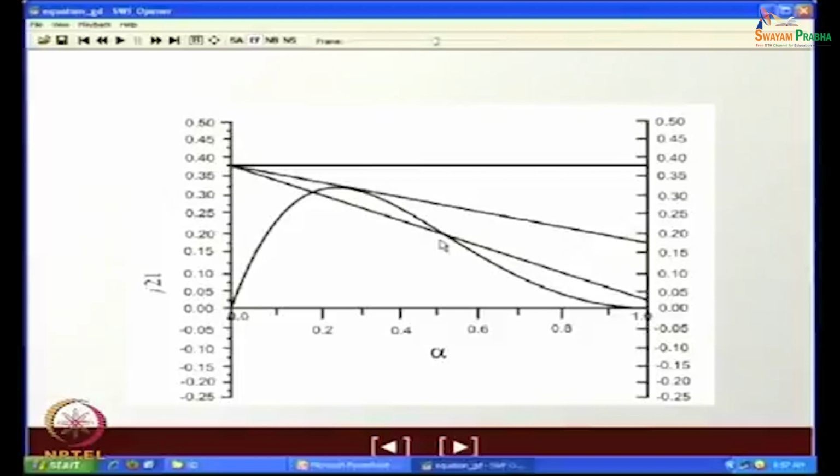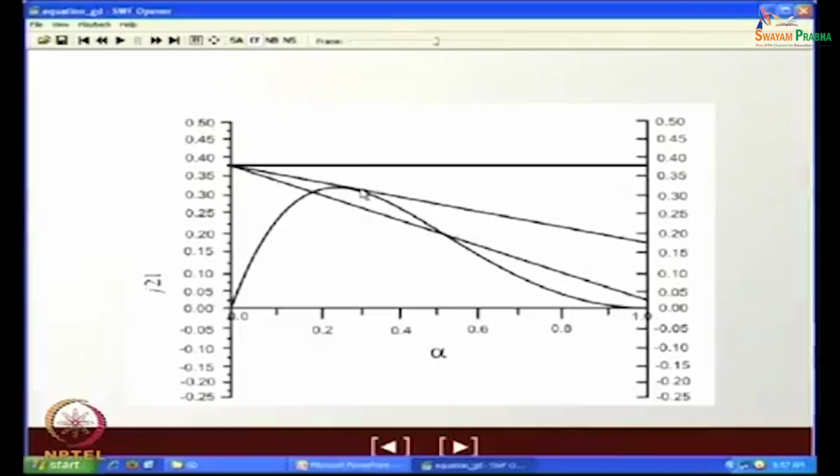Now, you keep on increasing the liquid flow rate. Or in other words, you can also keep on increasing the gas flow rate as well, it does not matter. You can keep this constant and keep on increasing the gas flow rate also. By any means, what you find is that a point comes when the line becomes tangent to the curve. What does it denote? It denotes the limit of counter current operation.